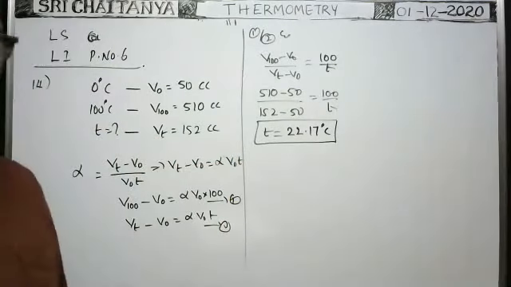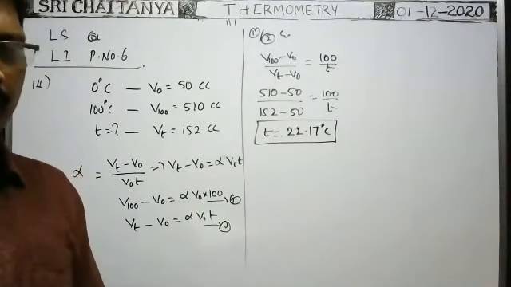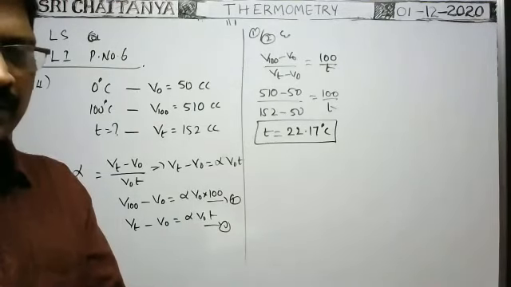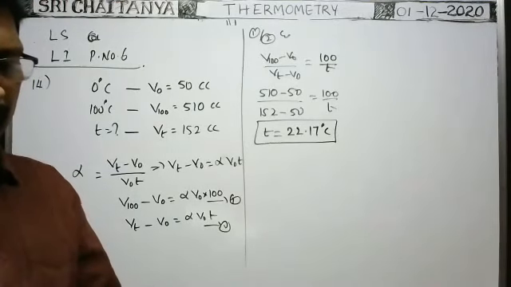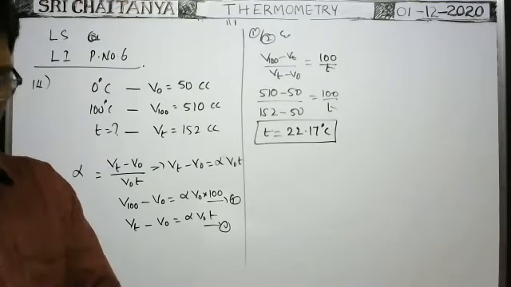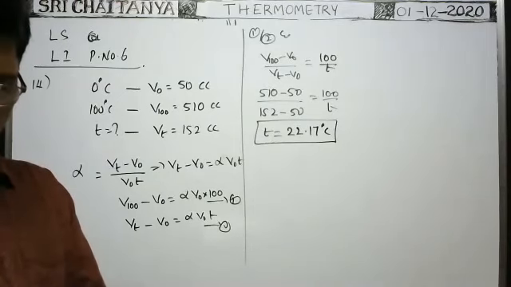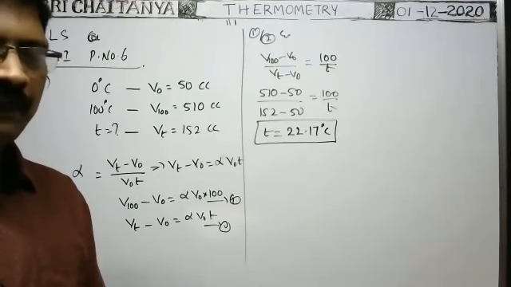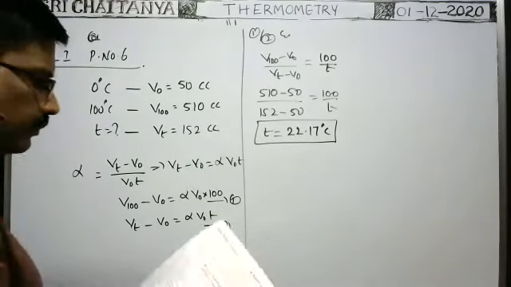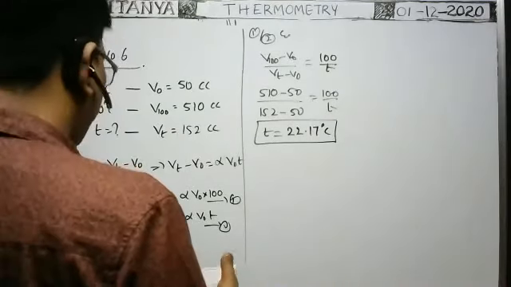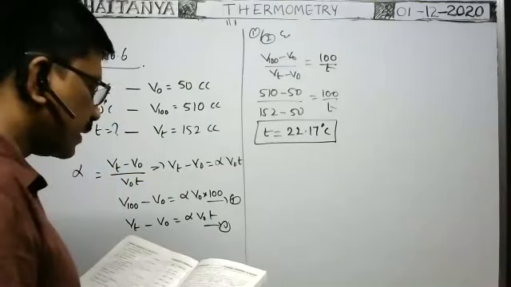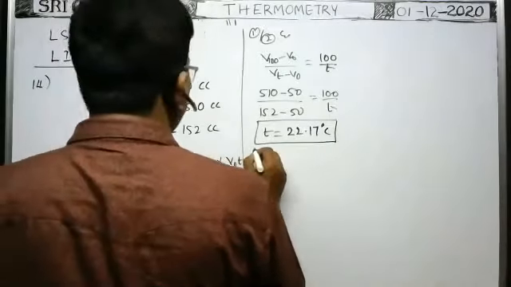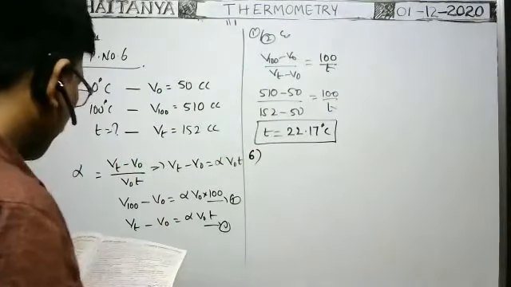Next, in level 1, any problem? In page number 8, third problem. In level 2, I will explain the third problem. In level 1, are you having any doubt? Right. In level 1, I will explain the sixth problem because that is important.